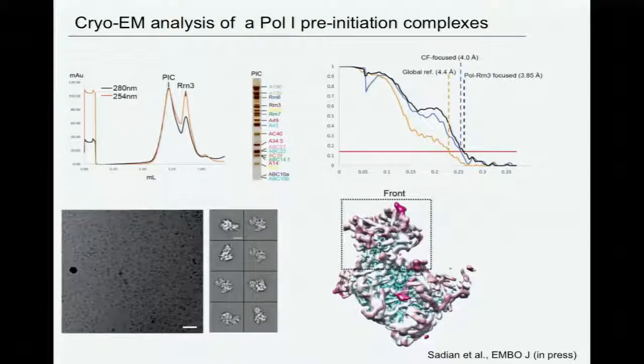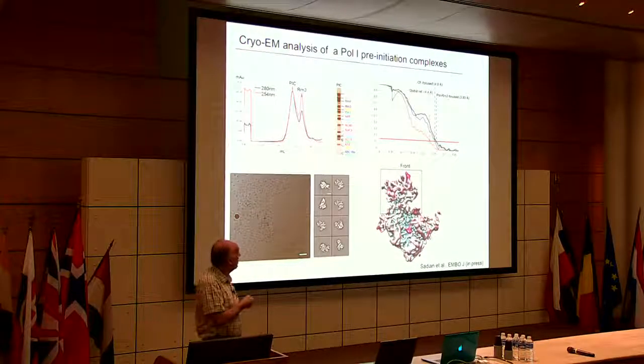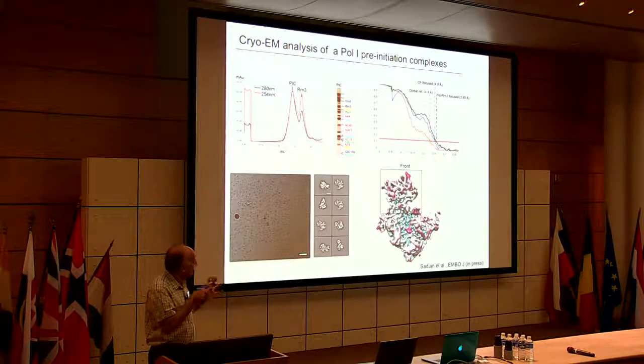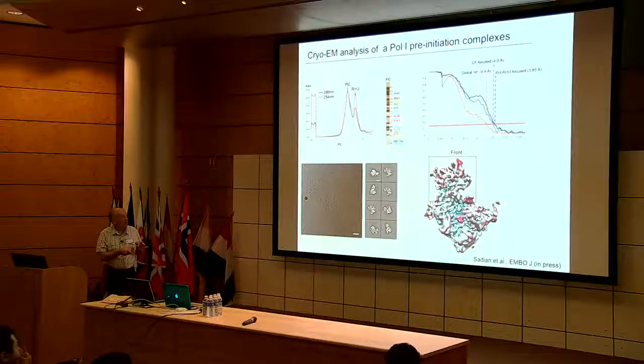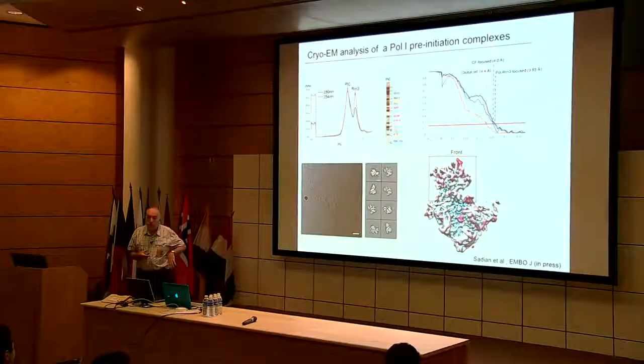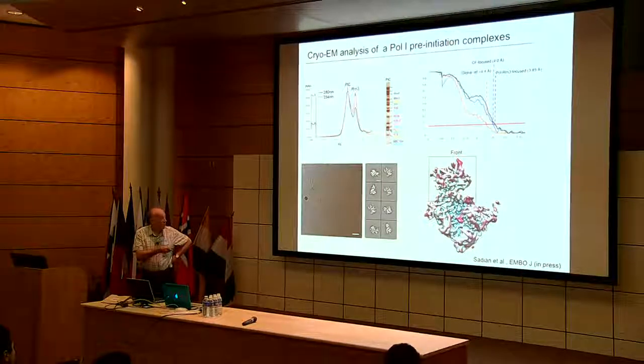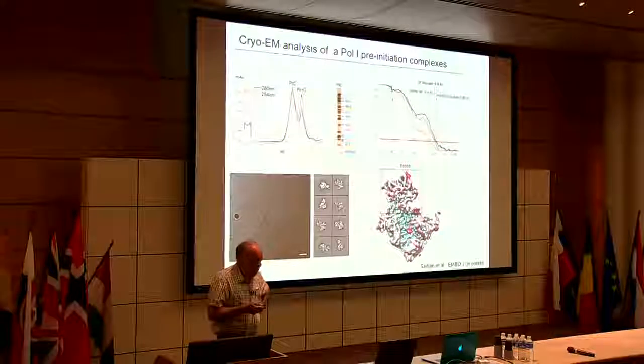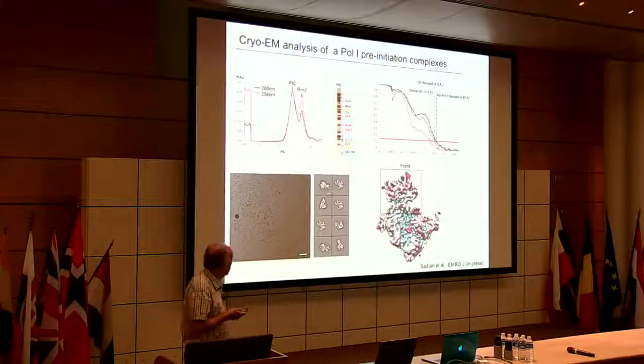And this is shown in the next slide, so we can make such a complex. These are first negative stain images, and then we obtained a cryo-EM reconstruction of this pol 1 pre-initiation complex. The overall resolution which we obtained is 4.4 angstrom. But then we can make a focused refinement, and so we obtain a 3.85 angstrom resolution structure for pol 1 and Rrn3, and about 4 angstrom for the core factor. But if you map the local resolution onto the core factor, it is clear core factor is much more flexible than the pol 1 core, which slowed us down in a certain sense.